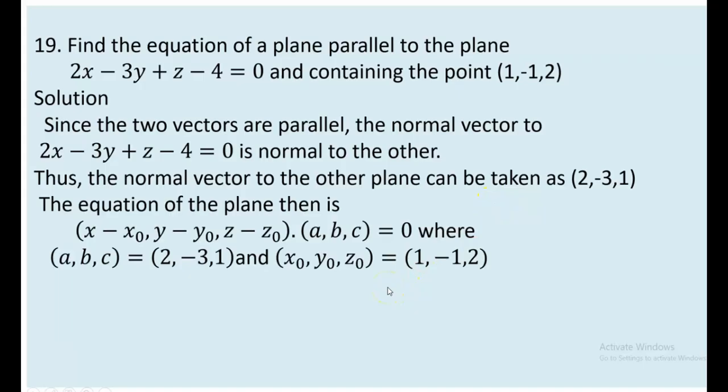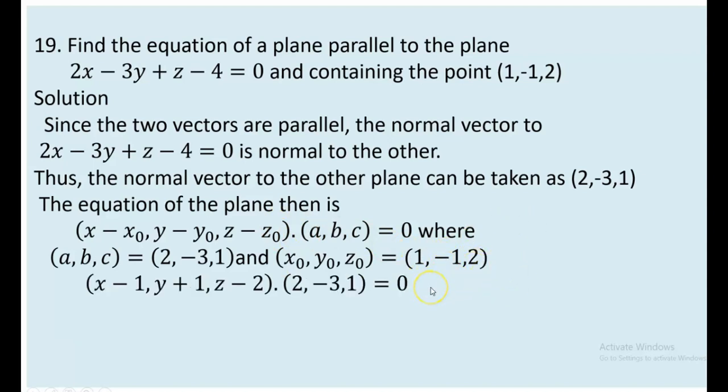So try to substitute these values here in their corresponding places. Here in place of a, have 2, in place of b take -3, and in place of c take 1, and here in place of x naught, y naught, and z naught, please take 1, -1, 2 respectively.